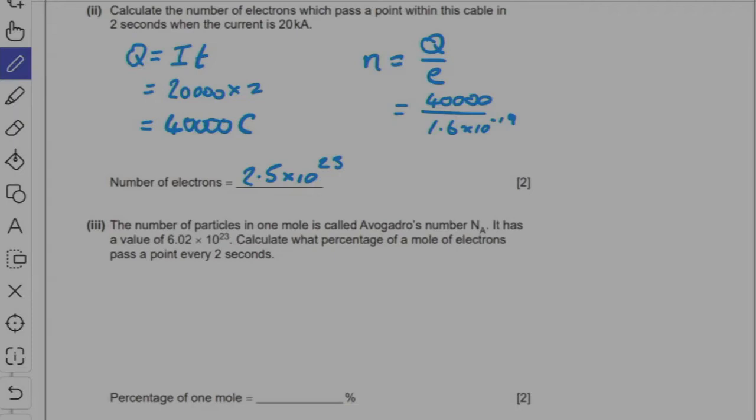So part 3 then, the number of particles in 1 mole is called Avogadro's number, N sub A. It has a value of 6.02 times 10 to the 23. Calculate what percentage of a mole of electrons pass a point every 2 seconds. So we're 2 seconds still, so we're using multiplying by 100.